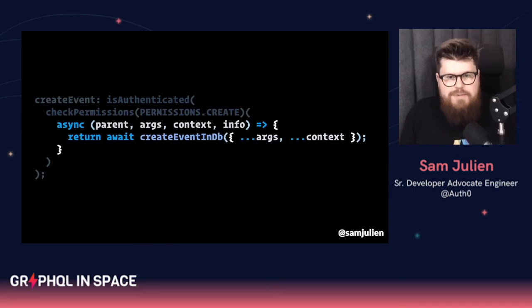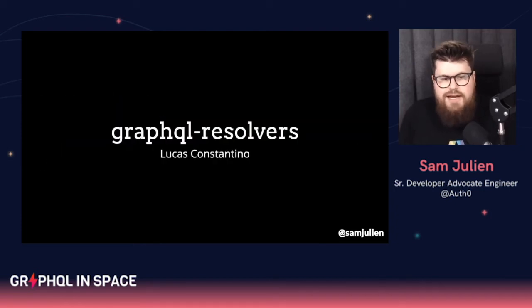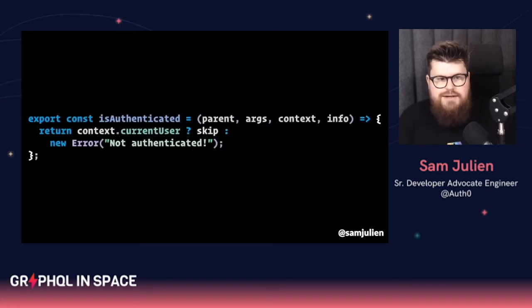It's a little bit complicated, a little bit hard to read. And so the community, the JavaScript GraphQL community, has come up with some other ways that we can accomplish this. There's a library by Lucas Constantino called GraphQL Resolvers that lets you do this. It adds a layer of abstraction that makes this a little bit easier to understand.